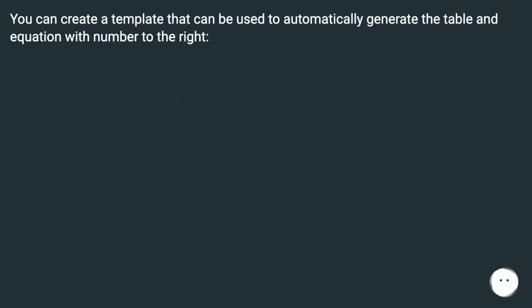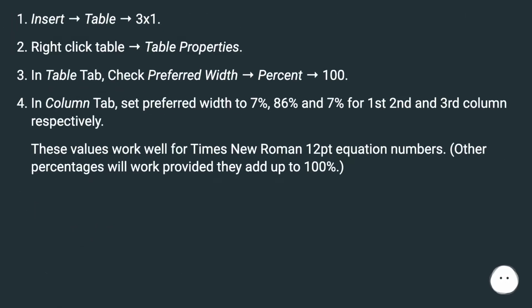You can create a template that can be used to automatically generate the table and equation with number to the right. Insert table 3x1. Right-click, Table Properties. In Table tab, check Preferred Width 100%. In Column tab, set preferred width to 7%, 86% and 7% for first, second and third column respectively. These values work well for Times New Roman 12 point equation numbers. Other percentages will work provided they add up to 100%.